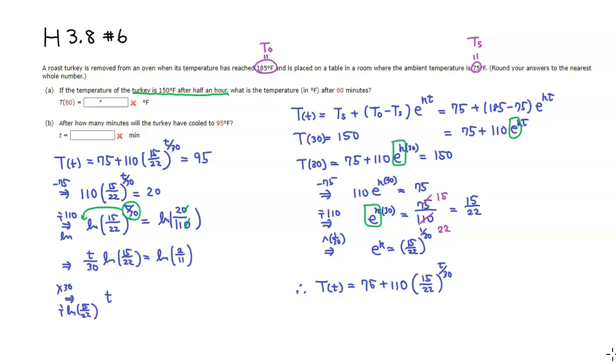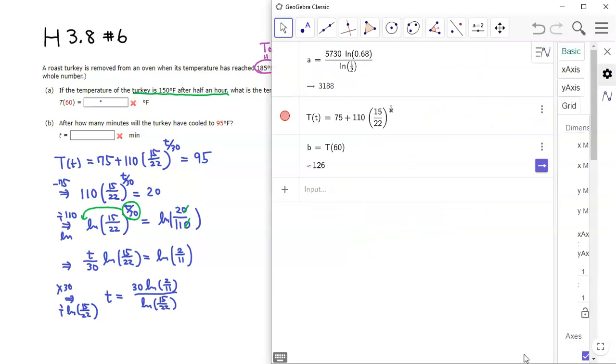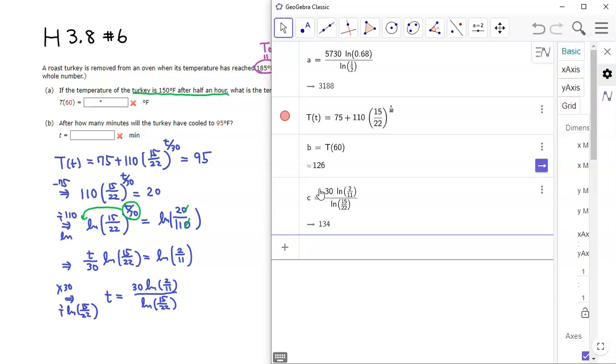All right, so t is going to be equal to 30 times natural log of 2 over 11, and then divide by natural log of 15 over 22. Let's find that value. So bring up GeoGebra here. We have 30 times natural log of 2 over 11, and divide by natural log of 15 over 22, right? Then hit enter.